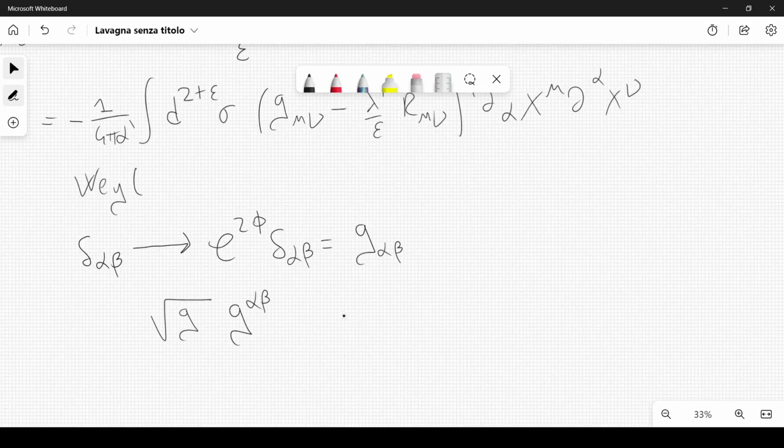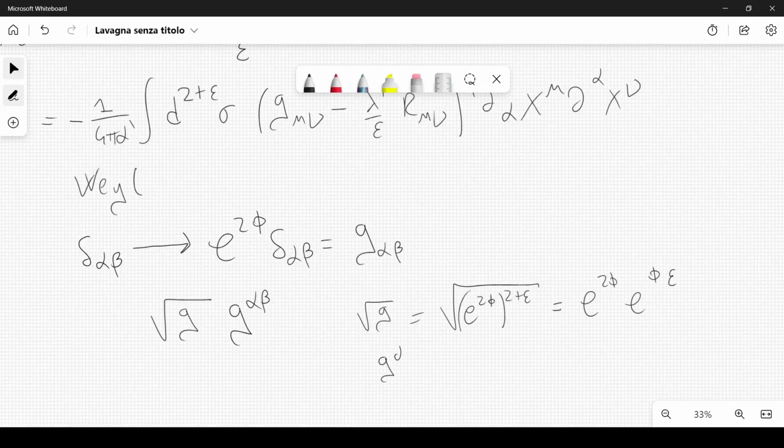So if we calculate the square root of g, we have the square root of e to the 2 phi, which is raised to the power 2 plus epsilon, because now the matrices will not be 2 by 2. They will be 2 plus epsilon dimensional, because we are using dimensional regularization. So strictly speaking, these tensors are 2 plus epsilon dimensional, those with the alpha and the beta. So here we are raising this to the 2 plus epsilon, then the determinant of delta alpha beta will be 1. So this is what we get.